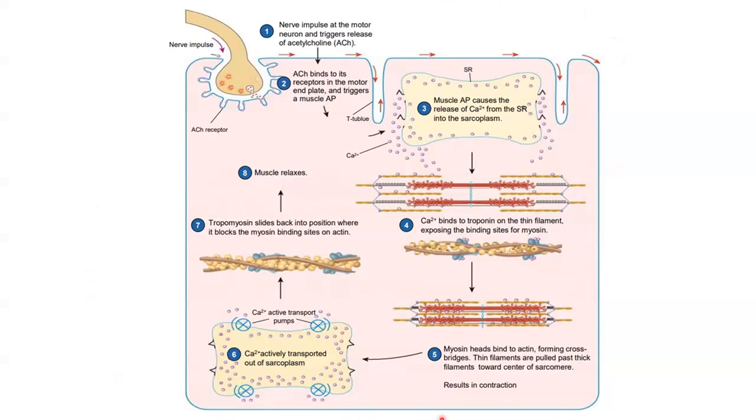So these are the events that occur in excitation-contraction coupling. The really important part is that the action potential triggers the release of calcium. The calcium binds to the troponin, which moves tropomyosin out of the way. Our myosin and our actin can bind, and our contraction can occur.